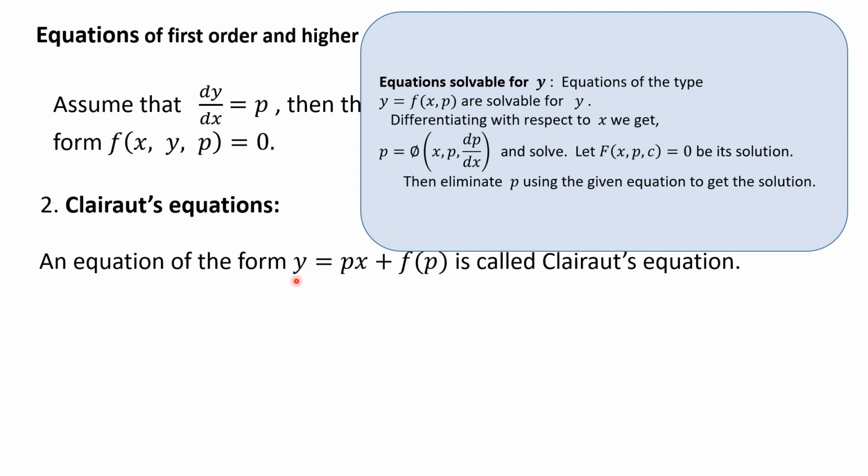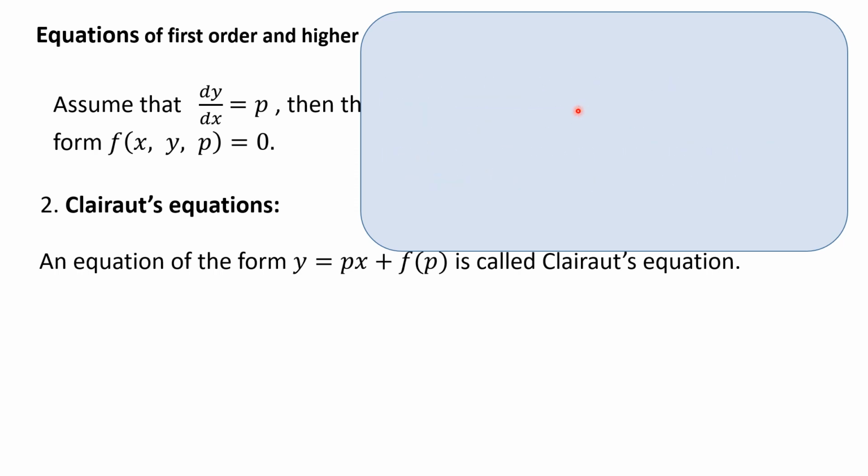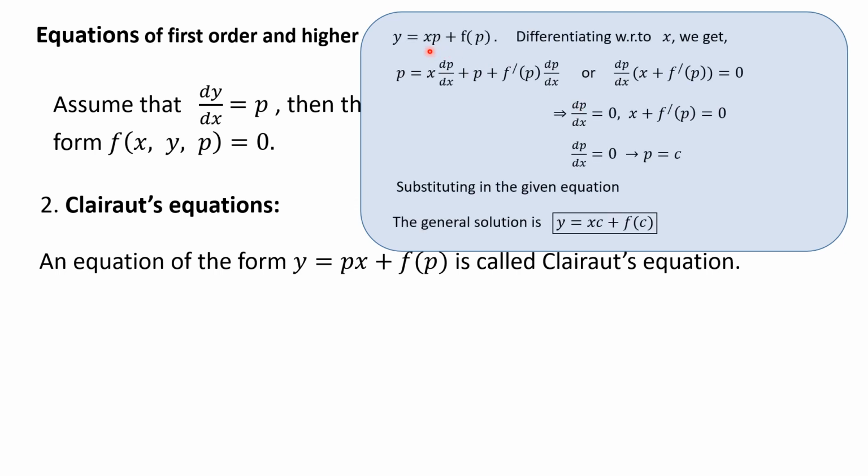So what is Clairaut's equation? y equal to px plus f of p. Is it not that y is a function of x and p only? So this is nothing but equation soluble for y. So that means if I want to get a solution for this, I can adopt the same method, which is nothing but equation soluble for y. How do we solve it? As you know, y is a function of x and p, so we differentiate with respect to x on both sides. Once it is done, we solve the differential equation, and try to eliminate p, that gives the general solution.